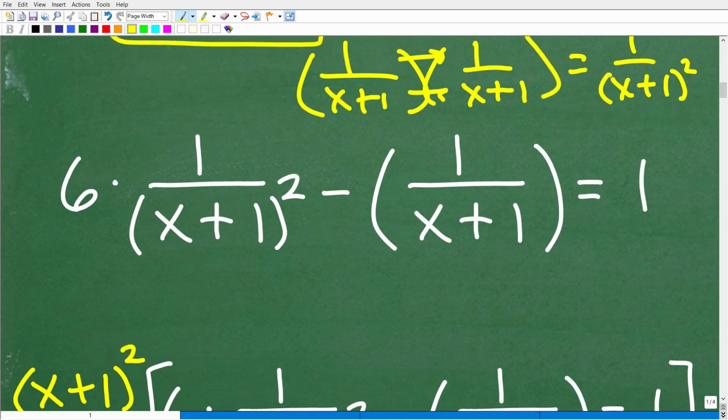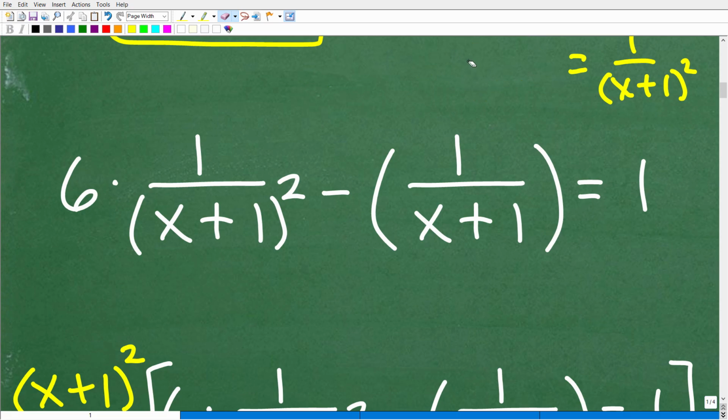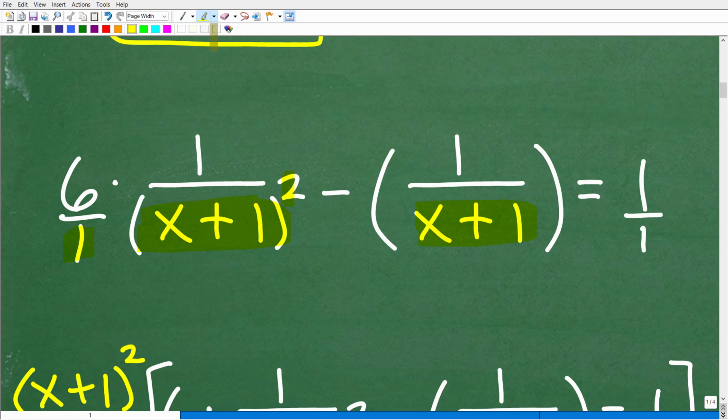Now, the reason why I did that is because now I can look at this rational expression and clearly see the denominator. The denominator here is x plus 1 squared, and the denominator over here is just x plus 1. And now I have this 6, that's really 6 over 1. Here's the denominator. And then I have 1, or 1 over 1, and here is the denominator.